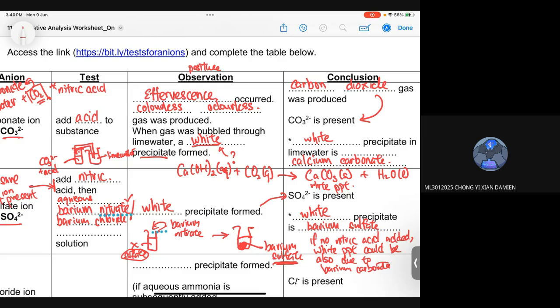So if you have a solution that contains carbonate as well, and you add barium in, you actually also get a white precipitate. So what you want to do is add the nitric acid in to eliminate the possibility of carbonate being present first. So that when the white precipitate forms, it is guaranteed to be sulfate. Okay, so that's for this part.